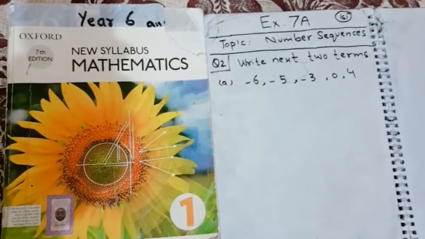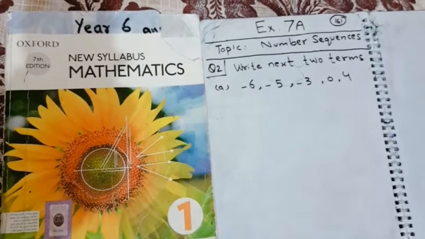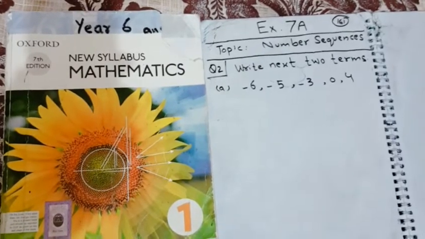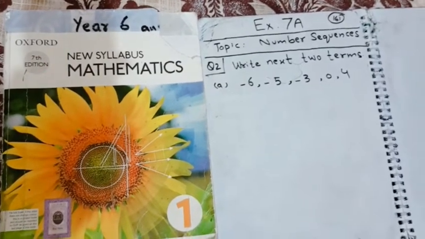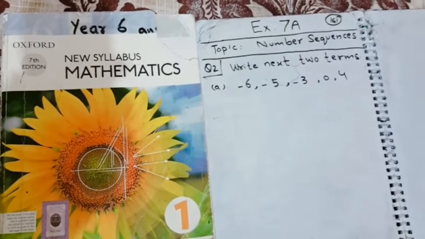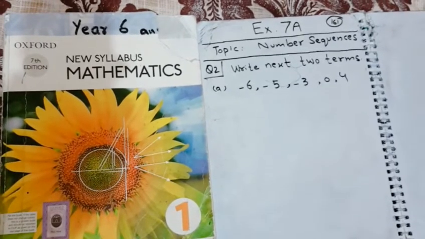If you have the book available nearby, you can open page number 161. Our topic is number sequences. We have to find the missing terms. Missing terms are the next two terms. In most of the questions, we have to find at least the next two terms.